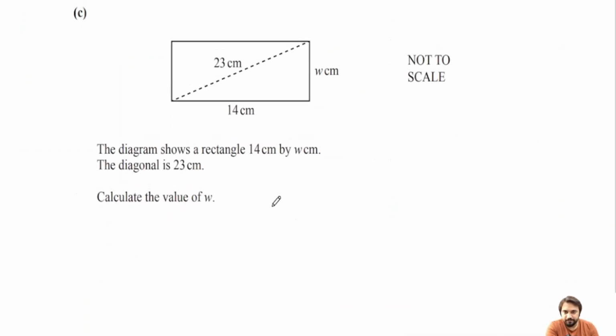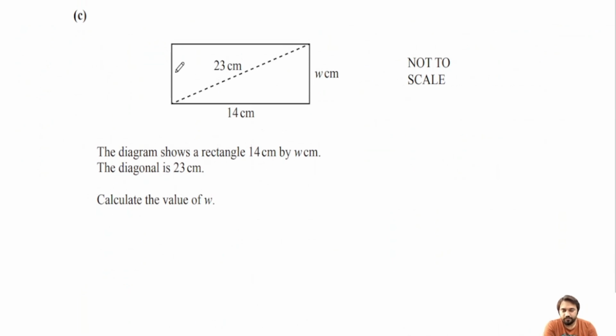Now the next part to this question is part C. We have a rectangle like this, and the diagonal is 23 centimeters, and one of its lengths is 15, and the other length, that is called the width, is W centimeters. We need to calculate the value of W. So just look at the diagram. If I name it ABC, then ABC is a right angle triangle with right angle at B. So we can use Pythagoras theorem.